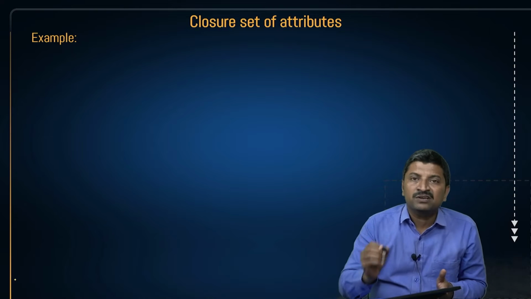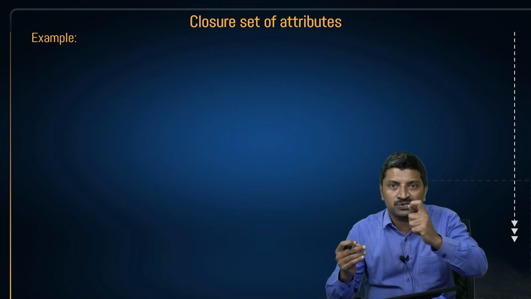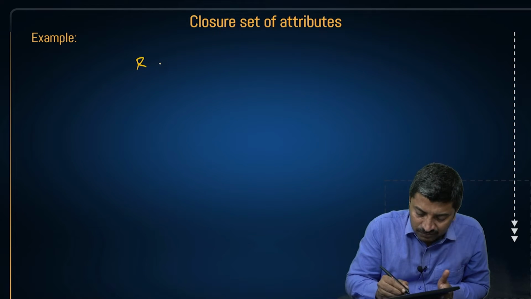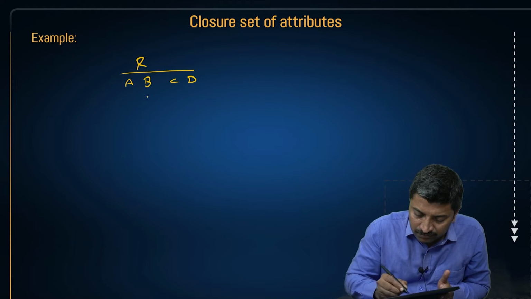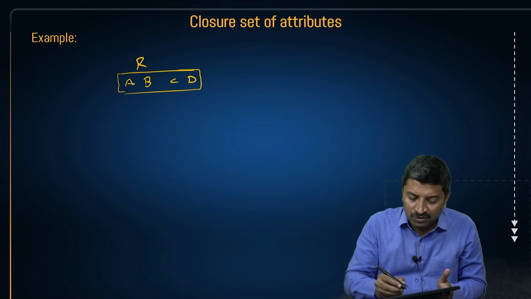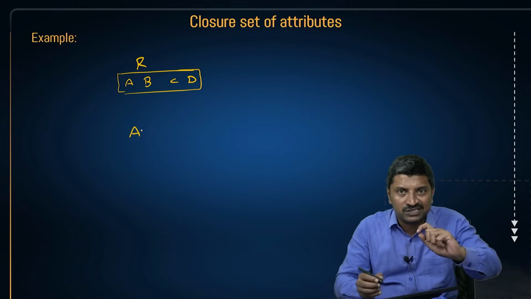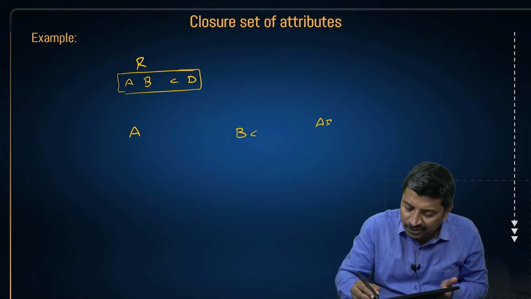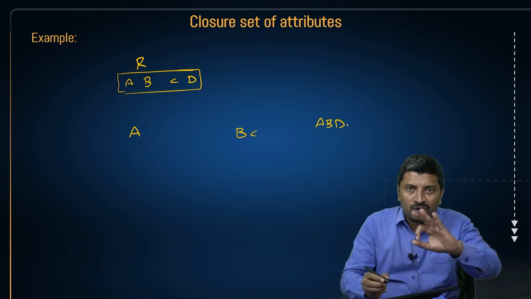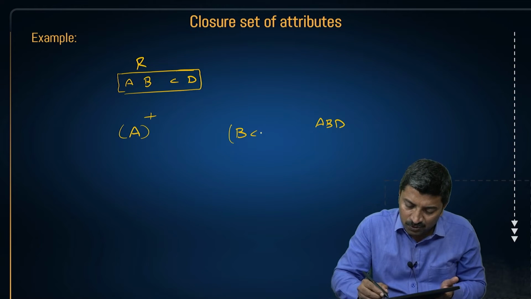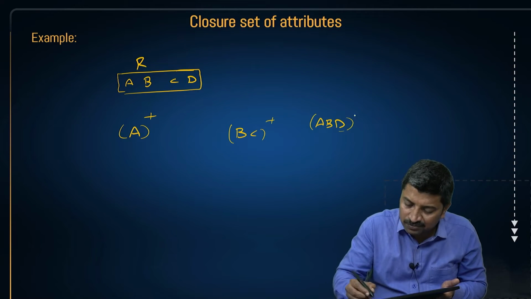First let me explain the procedure. What is a closure set of attributes? Suppose I have a relation which consists of four attributes. Now consider any attribute, that may be a single attribute, or it can be two attributes, or it can be three attributes. The closure set of attributes is denoted by the plus symbol. So BC plus or ABD plus.